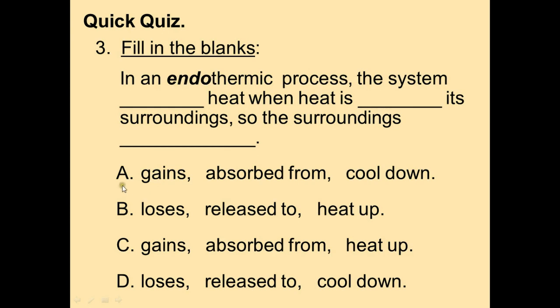So it has to be A or C because those are the only two with gain as the first blank. And the second blank is the same. So the system gains heat when heat is absorbed from, and so it doesn't matter. So we have to look at the last blank to find out which one's correct. And so heat is absorbed from its surroundings, so the surroundings blank.